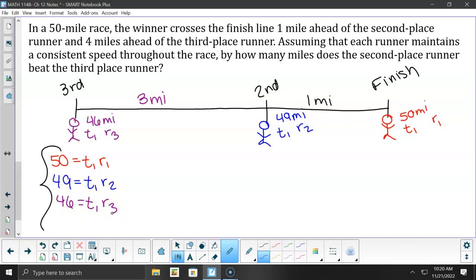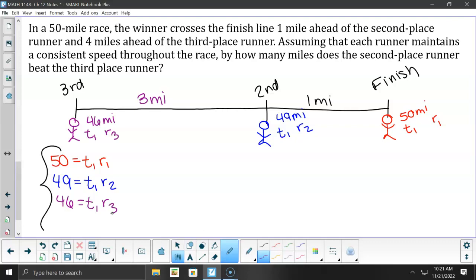All right. So we're assuming that this runner maintains a consistent speed throughout this race. First of all, it's 50 frickin' miles. You're not maintaining a consistent speed over 50 miles. But we're living in the world where, you know, people buy hundreds of pineapples and stuff.